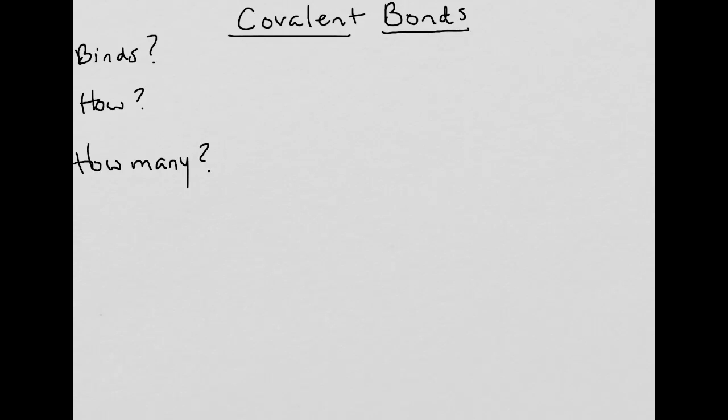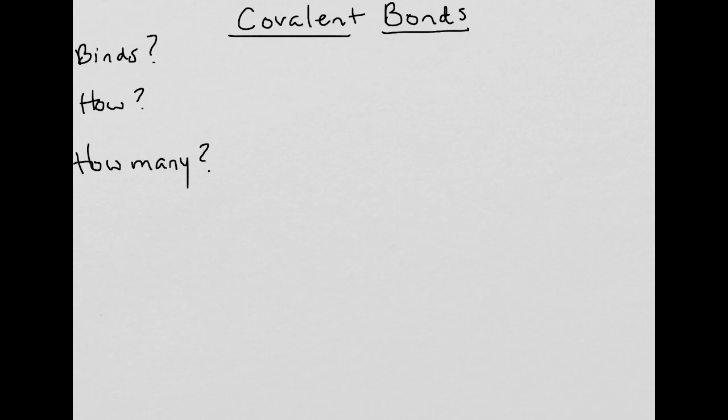I'm going to do a quick video on covalent bonds. We talked about 3 different types of bonds in class: covalent bonds, ionic bonds, and hydrogen bonds. So this is the first one of those. So we're talking about binding stuff together.